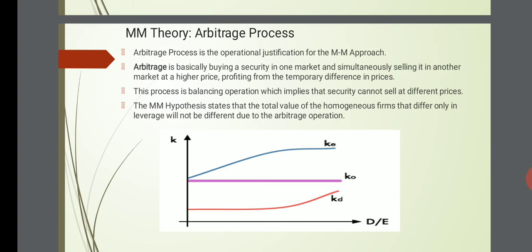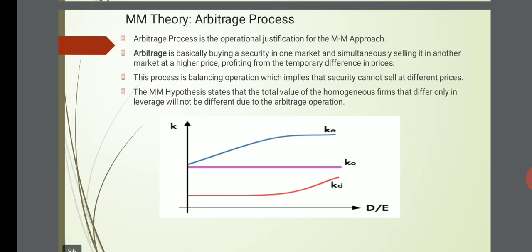Arbitrage is basically buying a security in one market and simultaneously selling it in another market at a higher price, profiting from the temporary difference in prices. The process is a balancing operation, which implies that a security cannot sell at different prices. The hypothesis states that the total value of homogeneous firms that differ only in leverage will not be different due to the arbitrage operations.